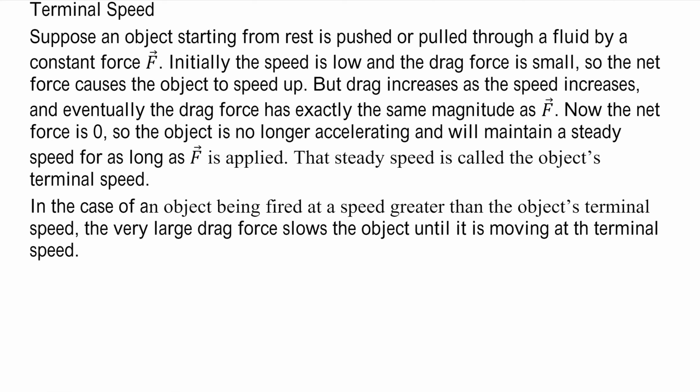All right, so we're continuing with section 6, and now we're talking about terminal speed. Suppose the object starting from rest is pushed or pulled by a fluid by a constant force. Initially the speed is low, so the drag force is small, so the net force causes the object to speed up. But drag increases as the speed increases, so eventually the drag force has the same magnitude as F. So now the net force would be 0. So the object is no longer accelerating and is going to maintain the steady speed for as long as that force is applied. That steady speed is called the terminal speed.